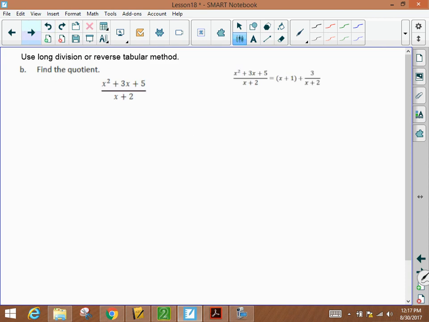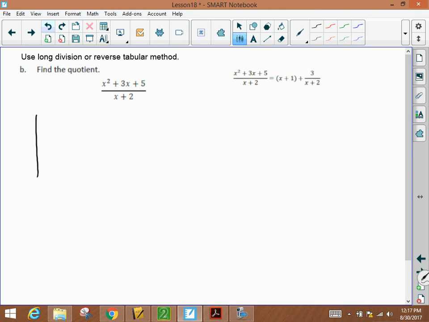So we're going to go ahead and use both long division and the reverse tabular method. Heck, let's throw in synthetic division too, just to get our practice on. So this is the result that we should arrive at. That should be our answer. And let's see why that is the case. Here we go. I'm going to start with the reverse tabular method first.